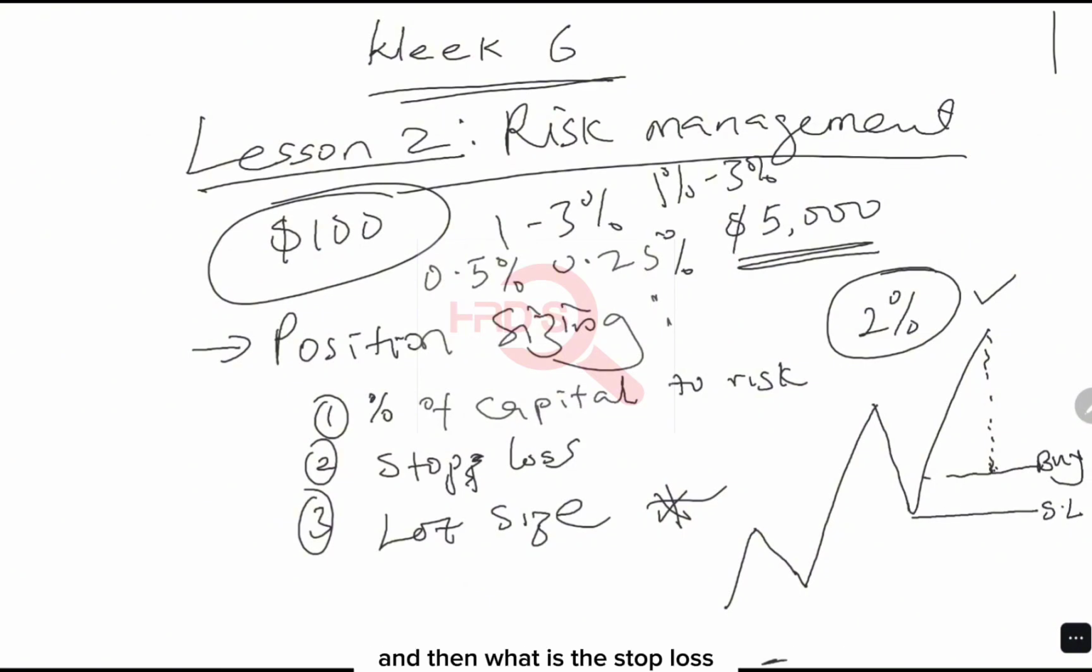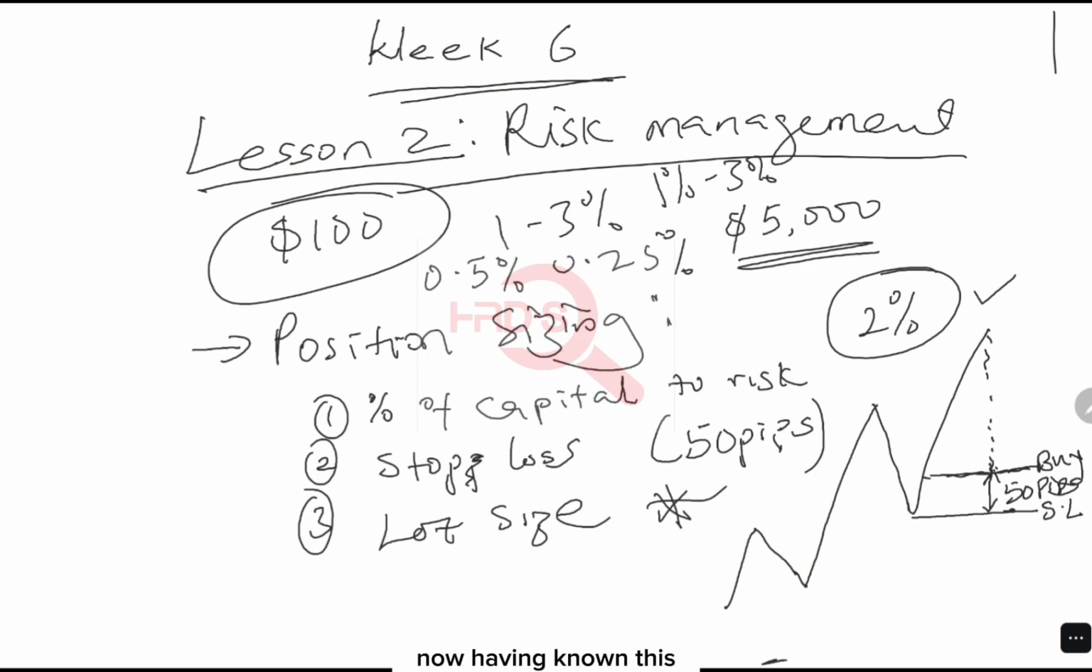And then what is the stop loss? The stop loss simply means this is where I'm buying, the distance between here to here. I will check the pips. They can ask you of the price, but I will check the pips. Let's say the distance from here to here is 50 pips. So I've determined my stop loss in pips. I will keep it aside.